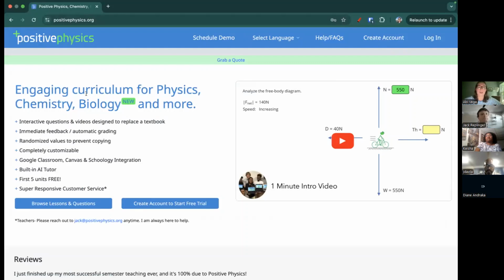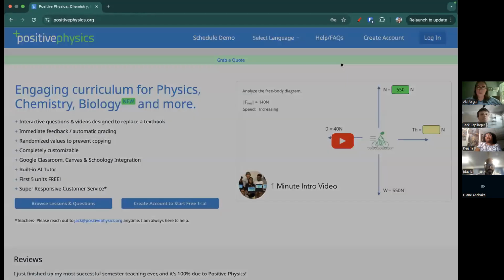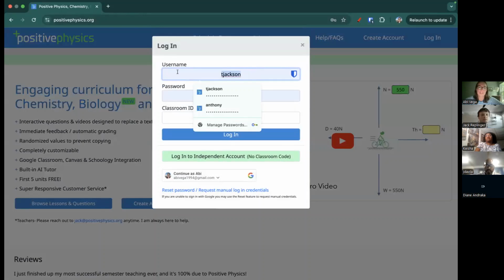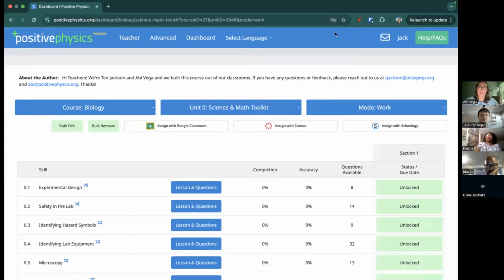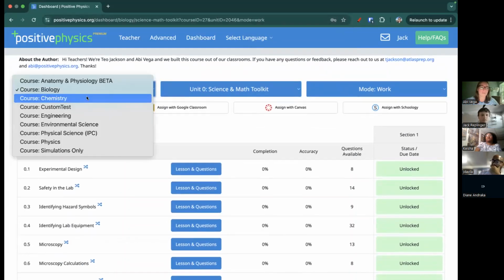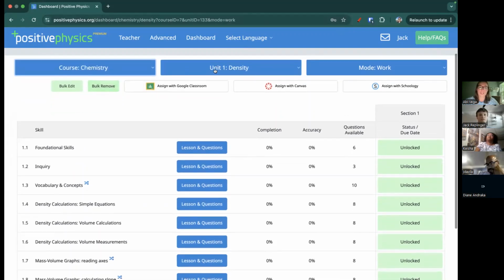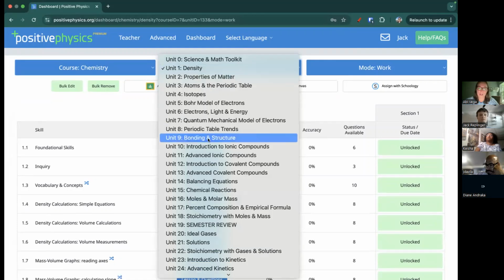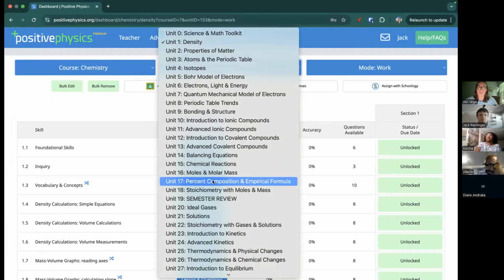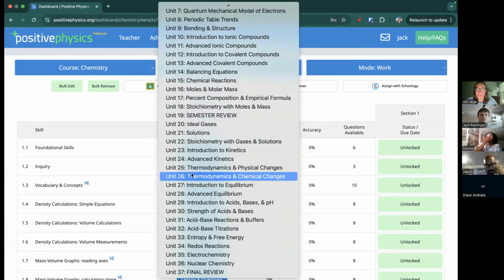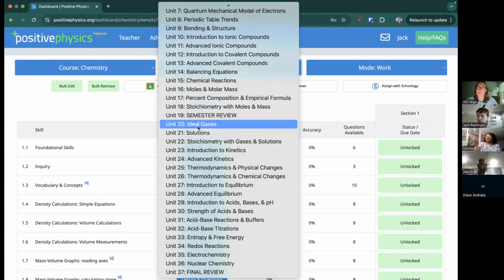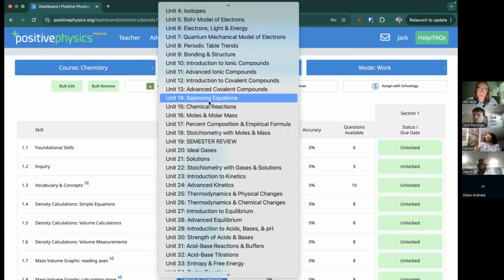Okay, so once you get to the website and you get logged in, I'll show you how the dashboard works. My login was Jack and demo, for showing you guys how this works. So we'll head to the chemistry course, but we've got all these different courses here for you to choose from. And I'll just show you an example from our balancing equations unit. But you can see here we've got many units. It covers everything on the CED, so everything should be there for AP Chemistry.